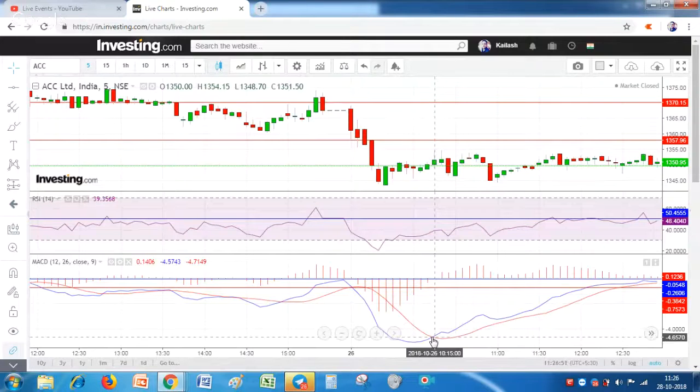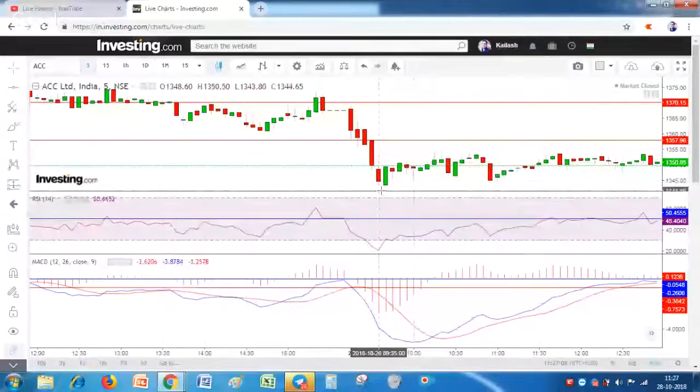Maybe it doesn't go higher, but it's a signal that we should take an exit from this trade now. So what is that level? The level is somewhere around 1350 or so. So we should exit from this trade now.